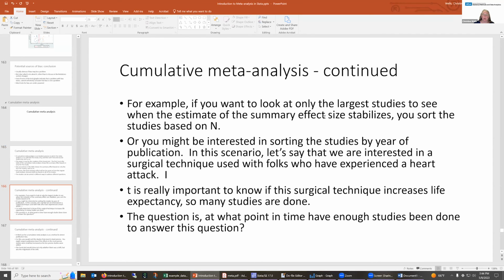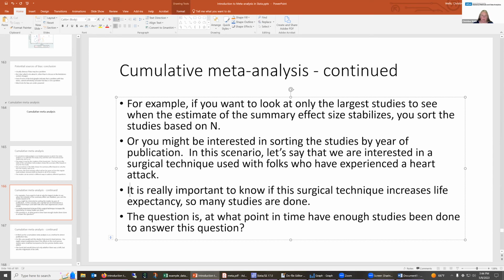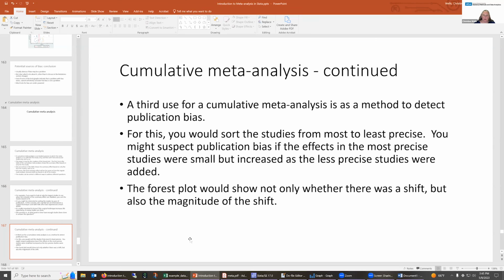Okay. So if you only want to look at the largest studies, you can certainly sort based on N. If you want to sort by year, that's kind of what I'm used to. Let's try that. It's important to know if surgical technique increases life expectancy, so lots of studies are done, and at what point in time do we have enough studies to kind of answer our question. So those are some ideas here.